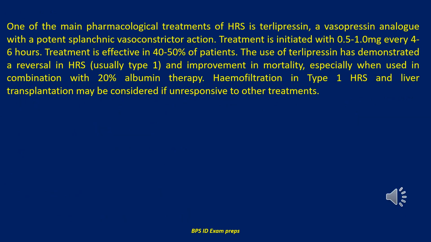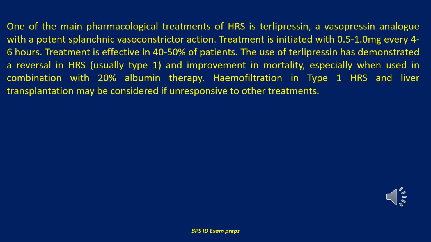USS. One of the main pharmacological treatments of HRS is terlipressin, a vasopressin analog with a potent splanchnic vasoconstrictor action. Treatment is initiated with 0.5 to 1.0 mg every 4 to 6 hours. Treatment is effective in 40 to 50% of patients.